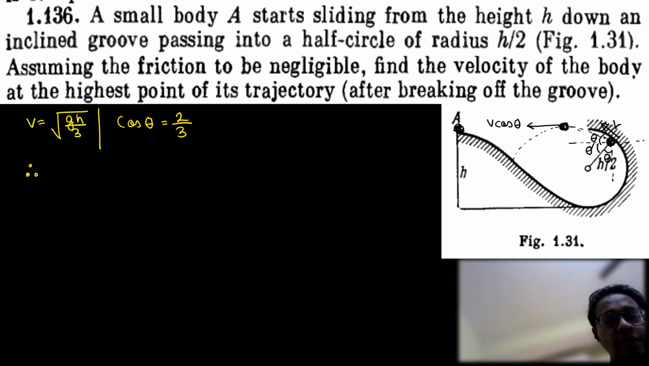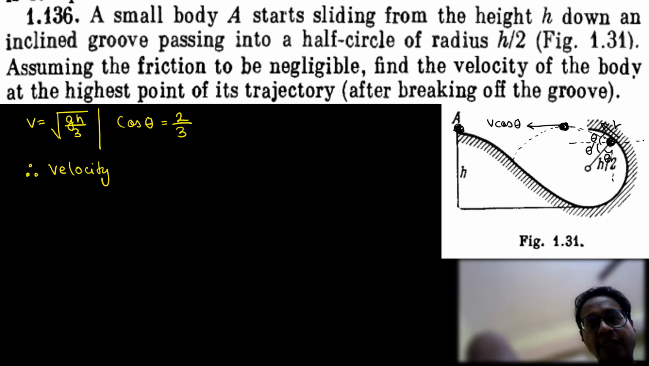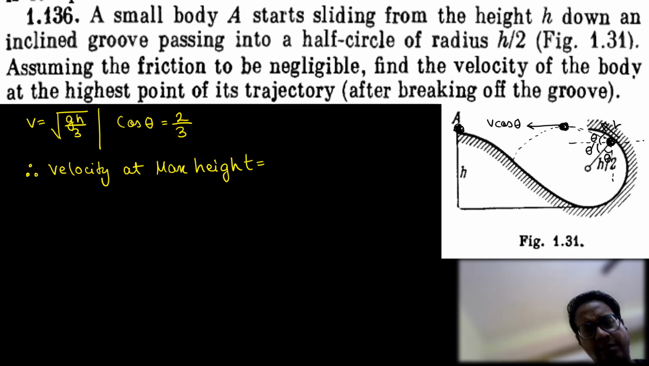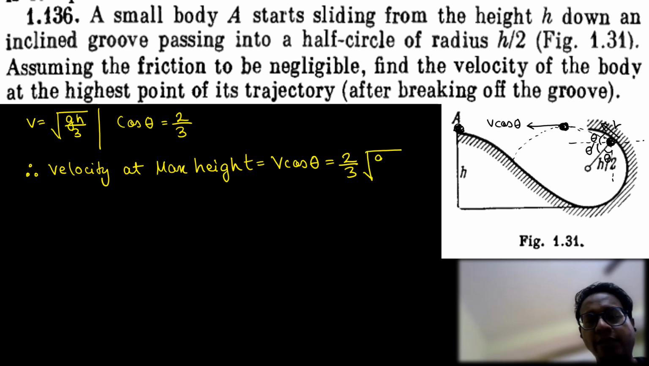So therefore velocity at maximum height is equals to v cos theta. I'm writing the value of cos theta first for convenience, 2 by 3 into under root gh by 3. So this is the velocity at maximum height.